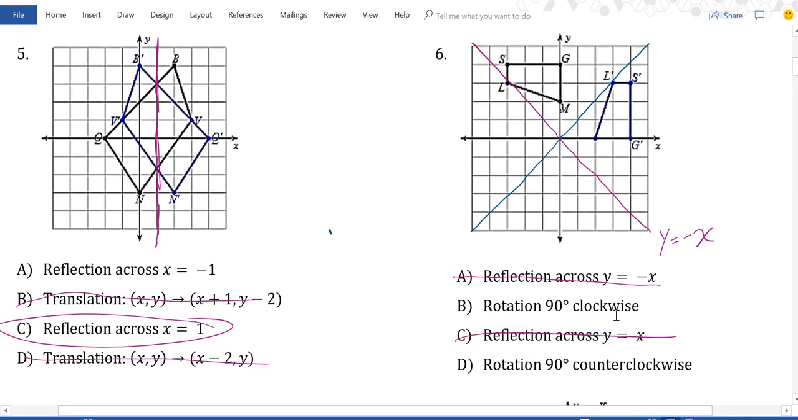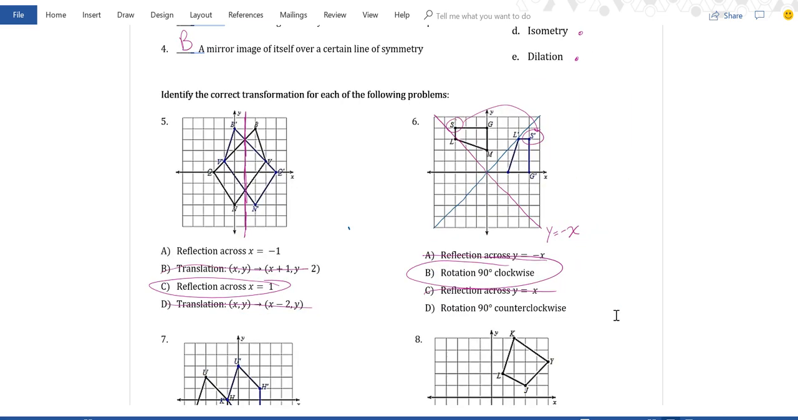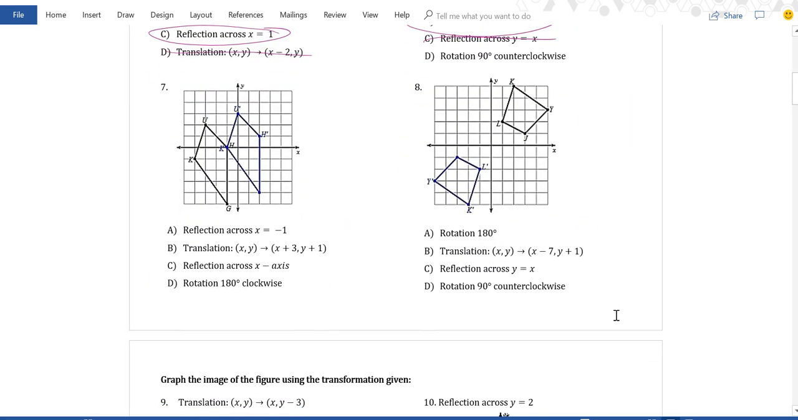Now, key indicators. This is why I kept reminding you all to make sure you look at your primes, right? So this S is represented as where the position started. That's where our shape began. It traveled to S prime. So we can see that it's going in that clockwise motion, the same way that the hands on a clock travel. So therefore, we're at choice B, 90 degrees clockwise.